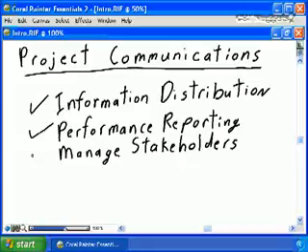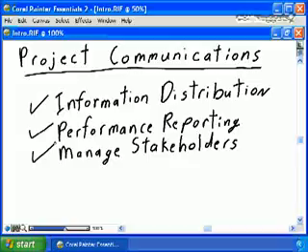A new addition to the PMBOK guide for the third edition is the managing of stakeholders. To me, this is a very welcome addition to the PMBOK guide. In the past, project communication stopped at the performance reporting stage. It basically assumed that if you were following the project communications plan, that you were doing proper information distribution, and you were gathering the right information through performance reporting, that your stakeholders would be happy.